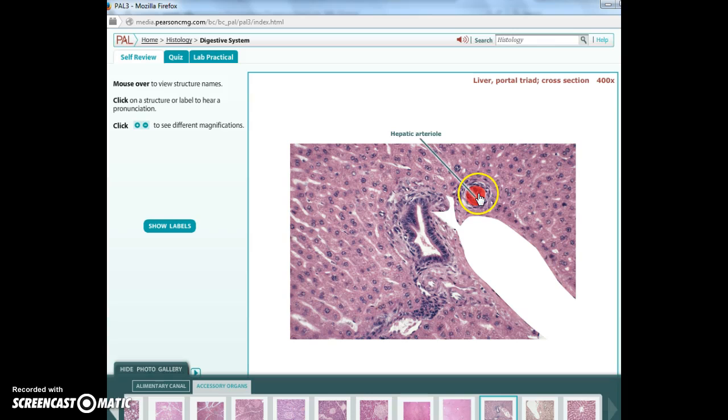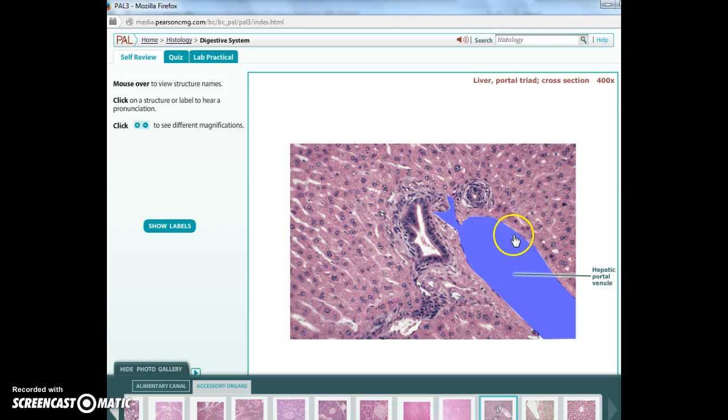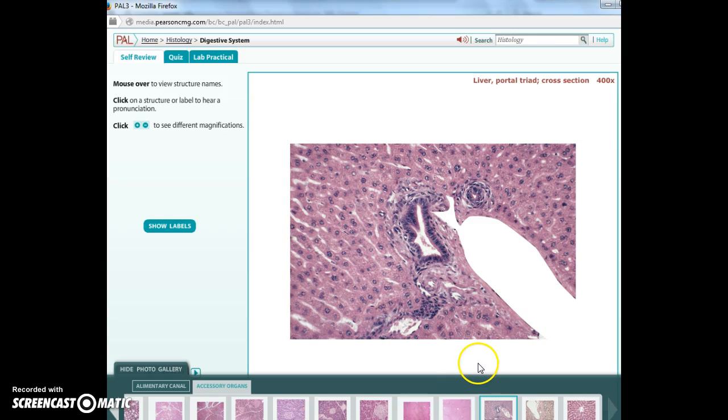I have the arteriole, or a branch from the hepatic artery, bringing fresh blood from the heart. And then this large structure here, kind of flatter, is the branch from the hepatic portal vein. And this is bringing the nutrients from the digestive organs to the liver. So those are all within a portal triad at each corner of the liver lobules.